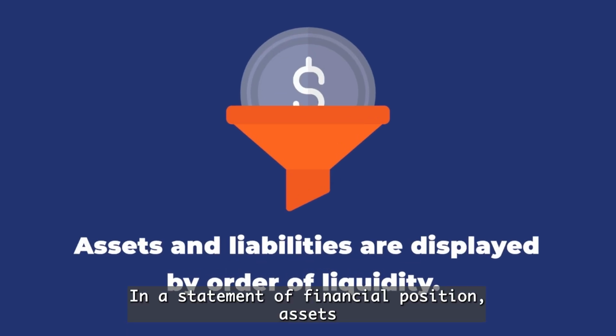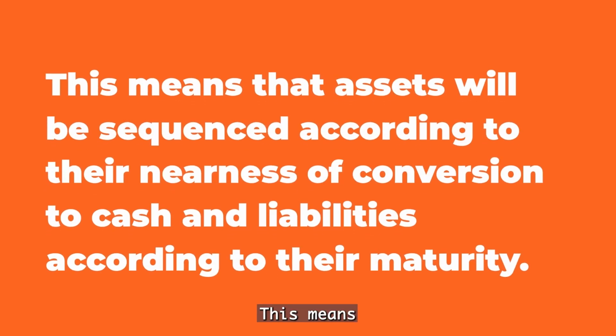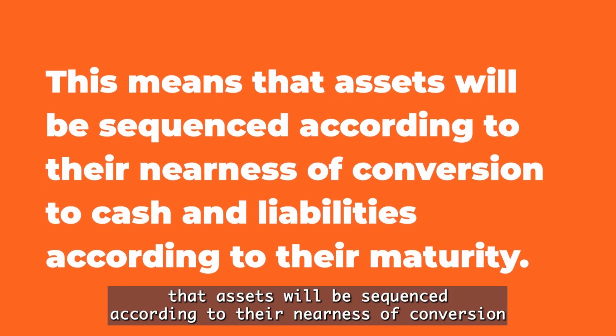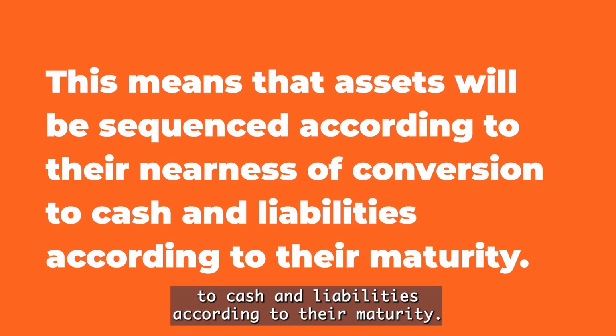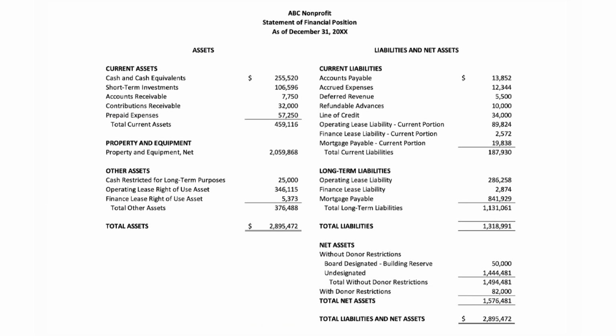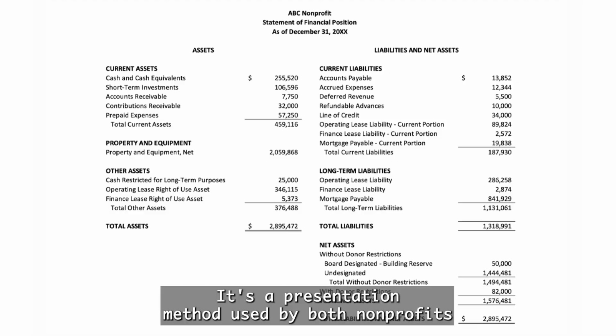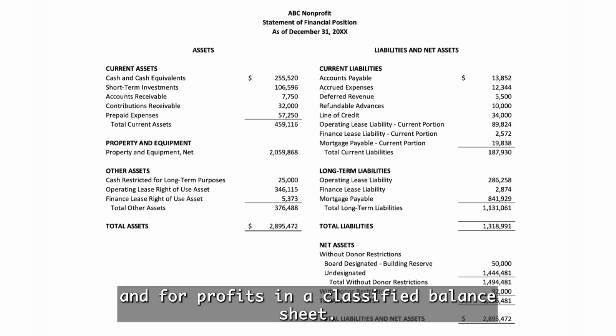In a Statement of Financial Position, assets and liabilities are displayed by order of liquidity. This means that assets will be sequenced according to their nearness of conversion to cash and liabilities according to their maturity. Using a classified balance sheet, as shown here, can be extremely helpful in providing information on liquidity. It's a presentation method used by both nonprofits and for-profits.